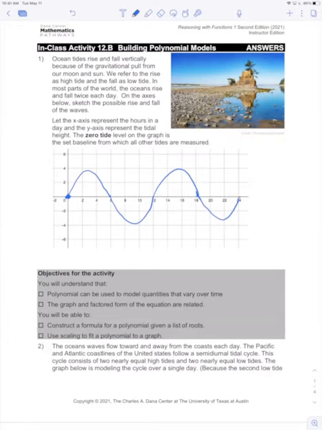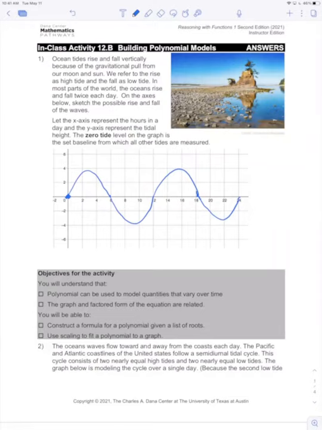Objectives for the activity. You will understand polynomials can be used to model quantities that vary over time. The graph and factored form of the equation are related. You will be able to construct a formula for a polynomial given a list of roots. Use scaling to fit a polynomial to a graph.